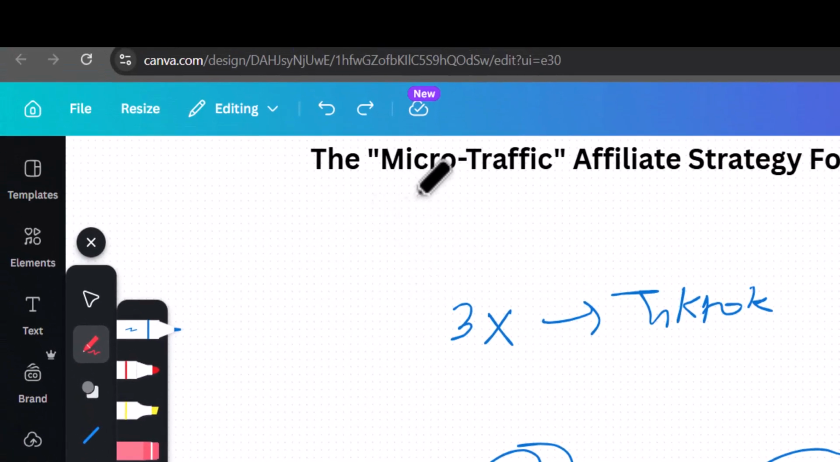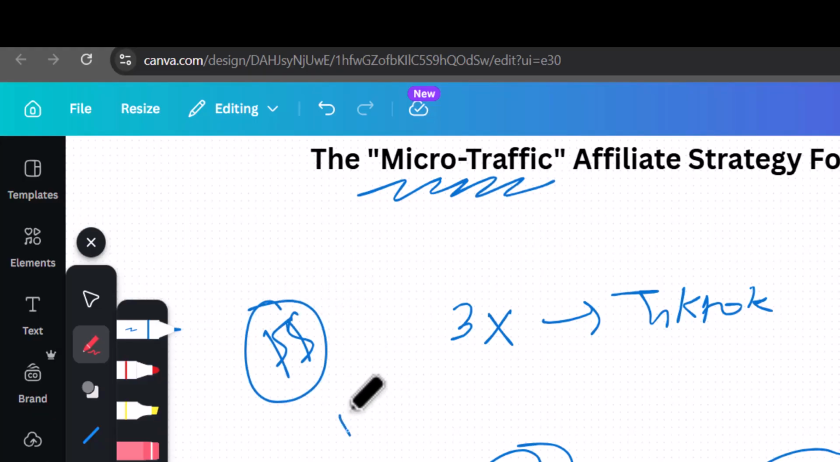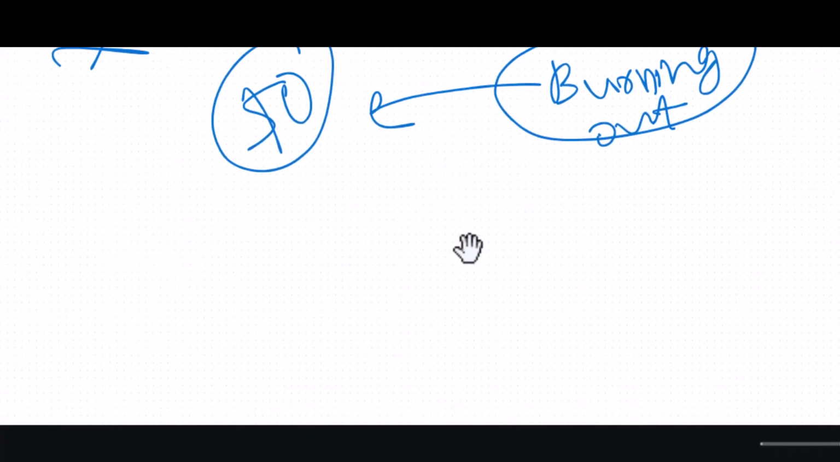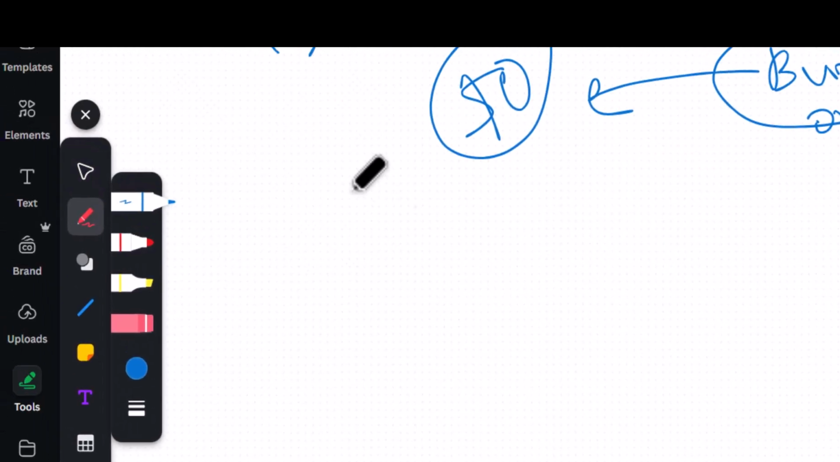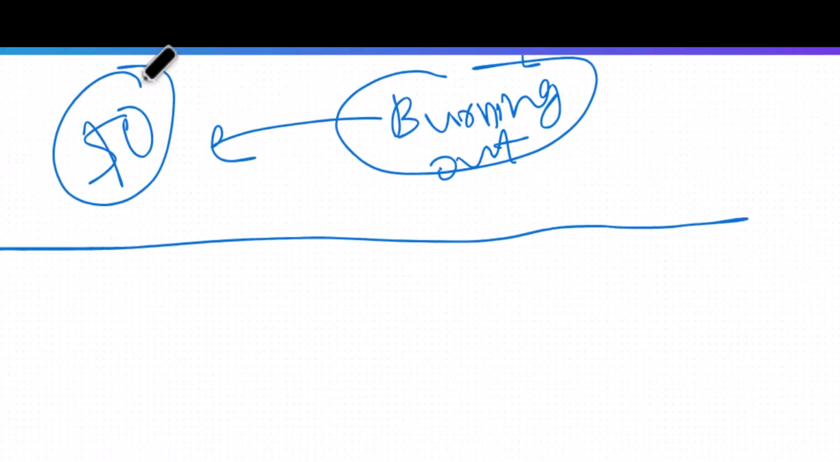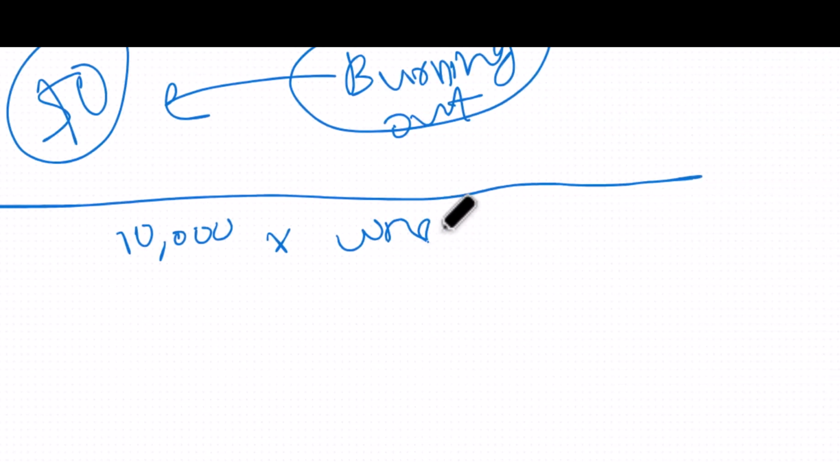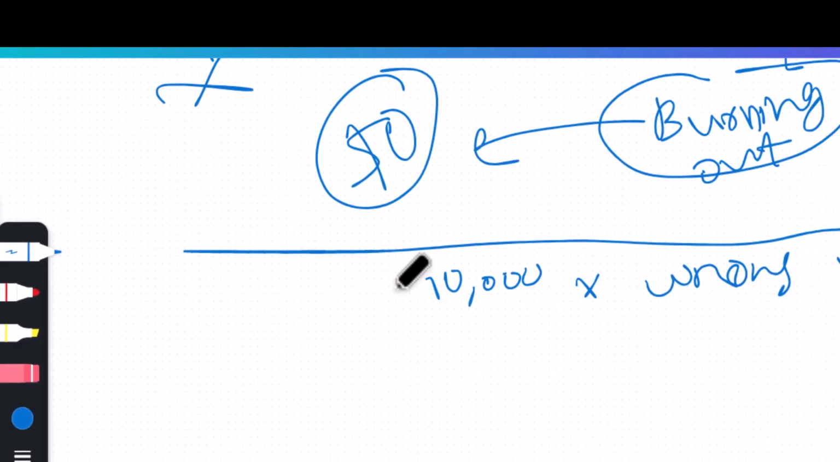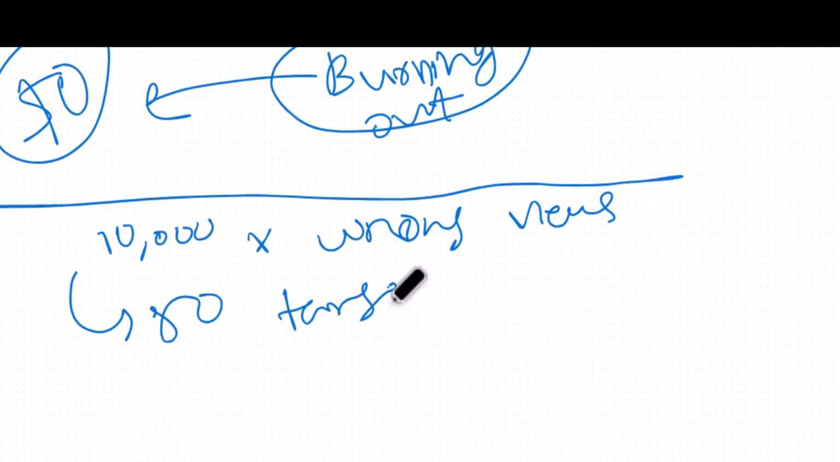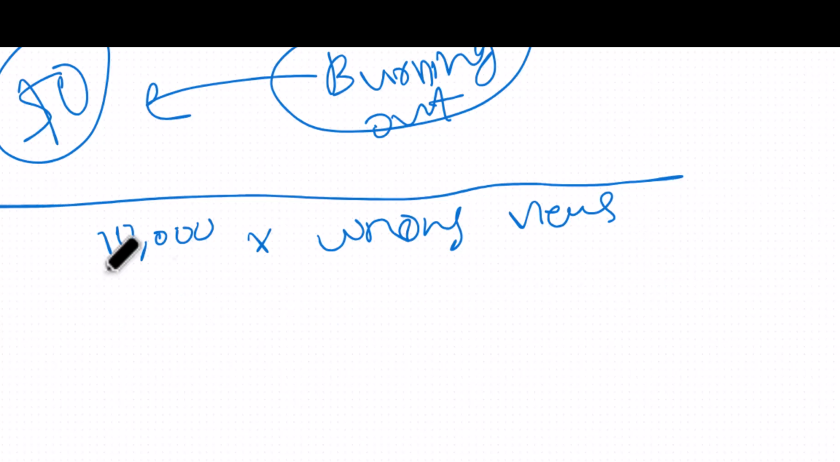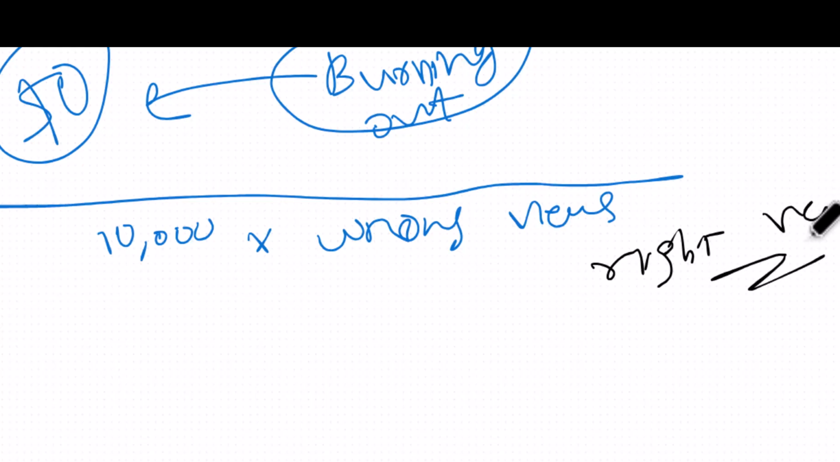And so I'm going to show you the exact micro traffic affiliate strategy that I use to generate consistent affiliate commissions without a massive following. We are going to look at the exact math of why 50 of the right views are better than 10,000 wrong views. So 50 targeted views are better than 10,000, and you should be able to make affiliate sales that way. And I will show you exactly how to get those right kind of views as well, that micro traffic that actually converts.